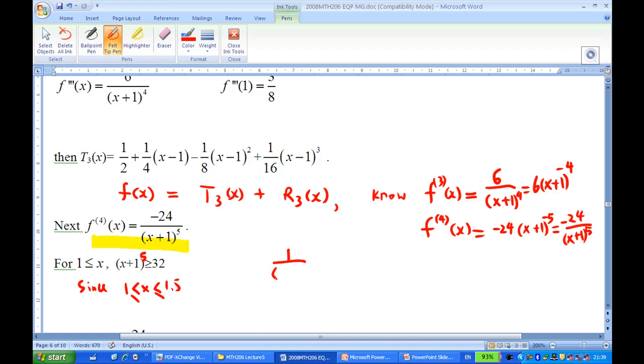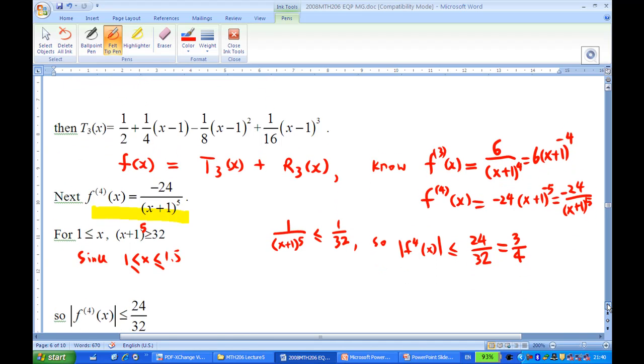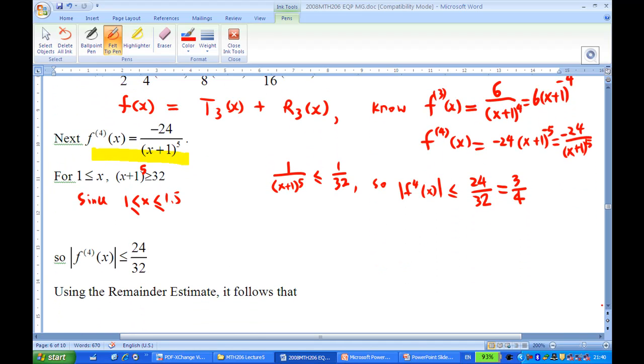So 1 over (x+1) to the power 5 will be less than 1 over 32. So the absolute value of the fourth derivative of f(x) will be less than or equal to 24 over 32, which is 3 quarters. Right, 24 over 32 is 3 quarters. This is the M here.